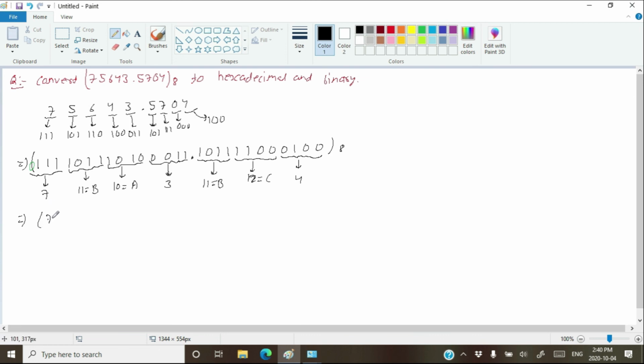So right here 7BA3 point BC4. This is the hexadecimal number. So you can say that this octal is equivalent to this binary, is equivalent to this hexadecimal. So hopefully you are getting my points, and we are done with the number conversion. Congratulations.